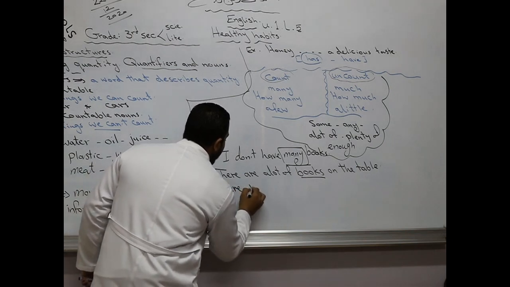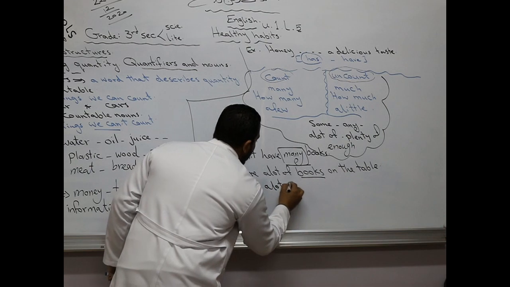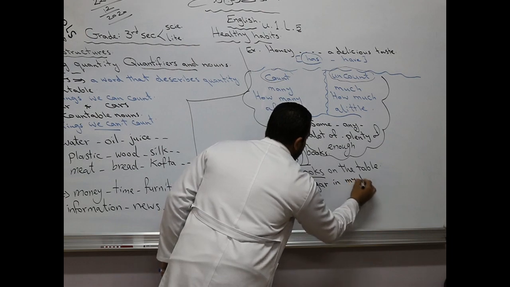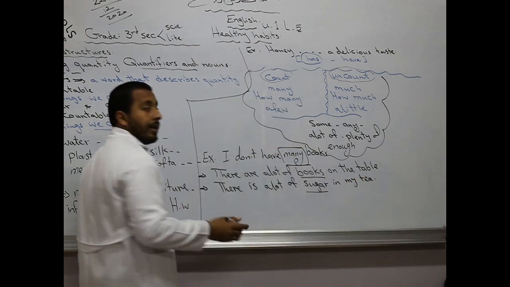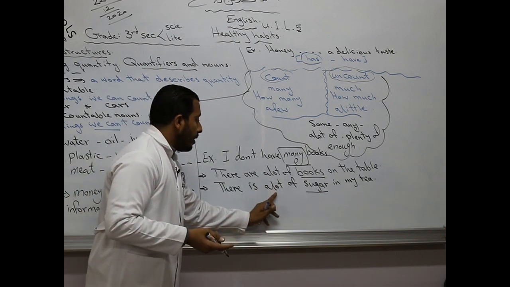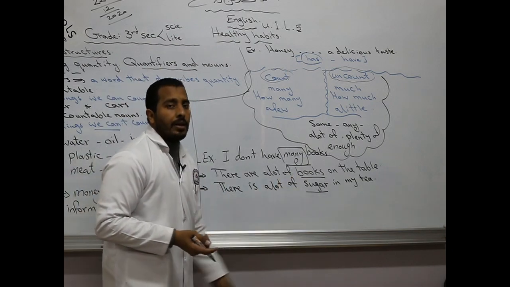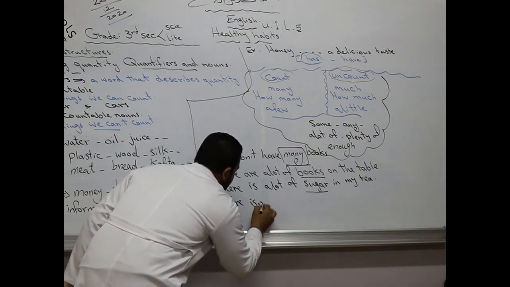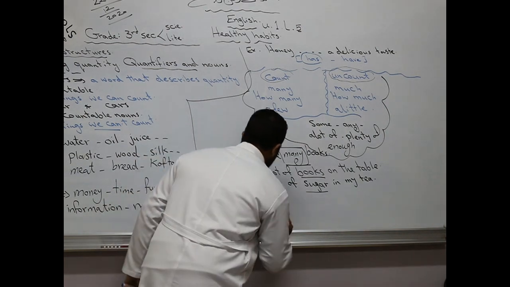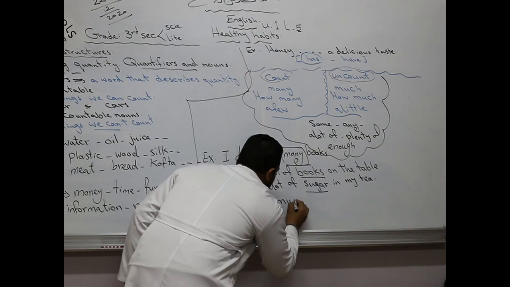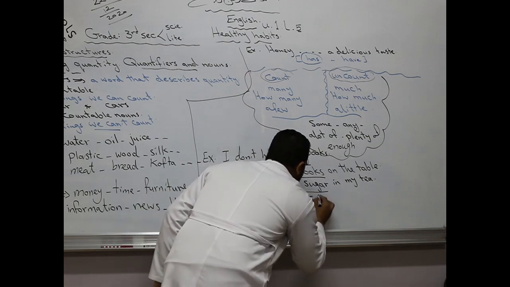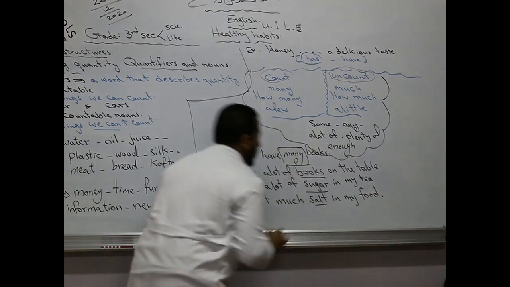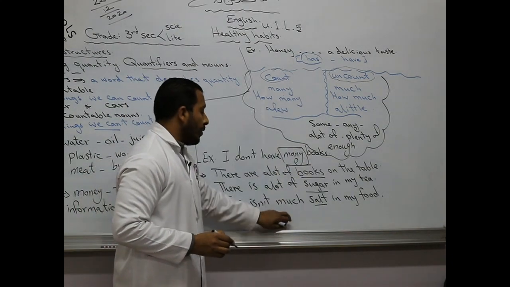There is a lot of sugar in my tea. The word sugar is an uncountable noun. A lot of can be used for both countable and uncountable. There isn't much salt in my food. The word salt is an uncountable noun, so we can use much.